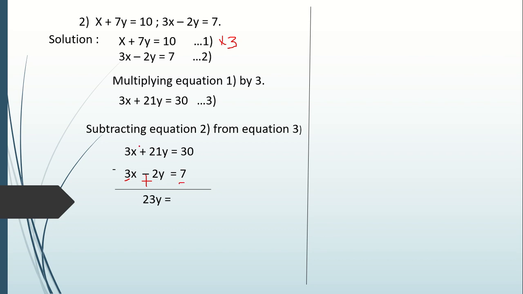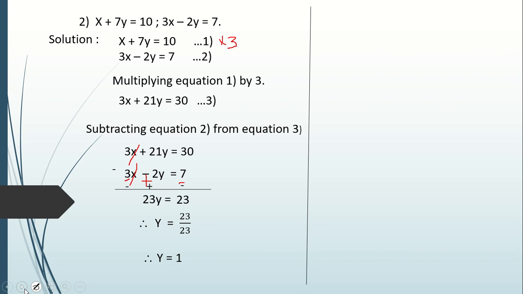So 3x minus 3x gets cut. 21y plus 2y, 21 plus 2, 23y is equal to 30 minus 7, which is 23. Okay, so now this 23 will go that side, we will get 23 divided by 23. So therefore y is equal to 1.